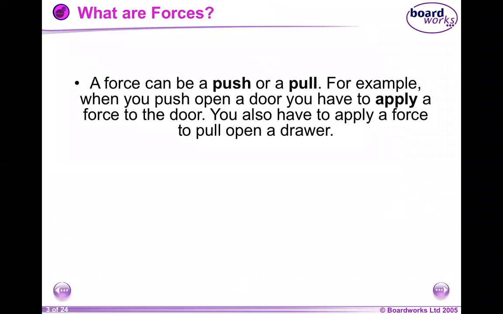So a force can be a push, it can be a pull. For example, when you push open a door, you apply a force to the door. Or let's say you want to open a drawer, so you pull open a drawer. So it's a push or a pull.